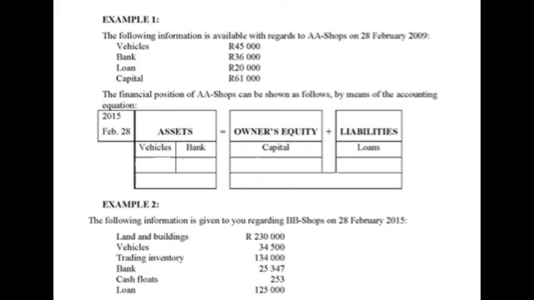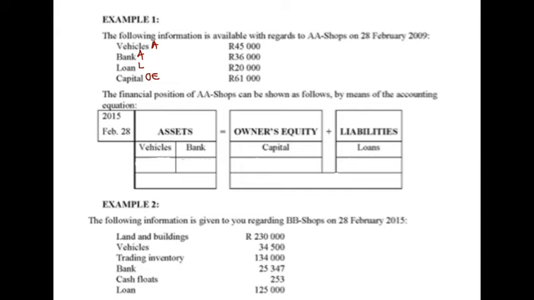So if we look at the first example, the following information is available regarding AA Shops on the 28th of February 2009, and they give you four things: vehicles, bank, loan, and capital. Now you need to know that vehicles belongs to the business, therefore it's an asset. Bank also belongs to the business, so therefore it's an asset. Loan is money that I owe to the bank, therefore it's known as a liability. And capital, that's the money that the owner gave the business, so therefore it's known as owner's equity.